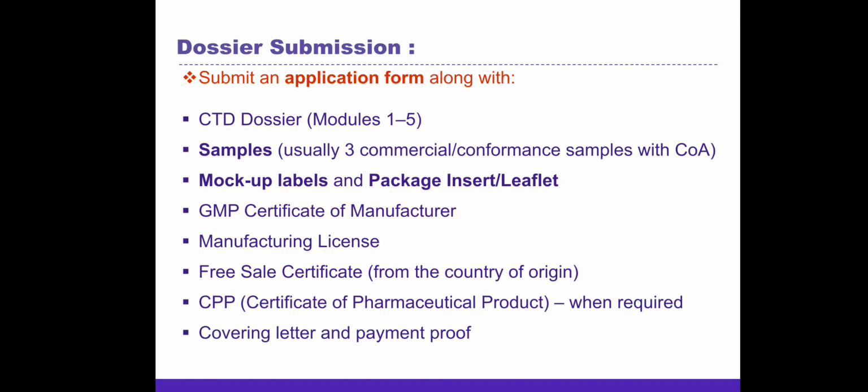Now we are entering dossier submission. It is the second stage of product registration. Submit the application form along with the CTD dossier having modules 1 to 5, samples, usually 3 commercial conformance samples with COA, mock-up labels and package insert or leaflet, GMP certificate and manufacturing license are mandatory things.